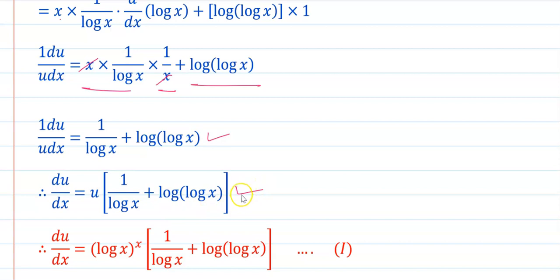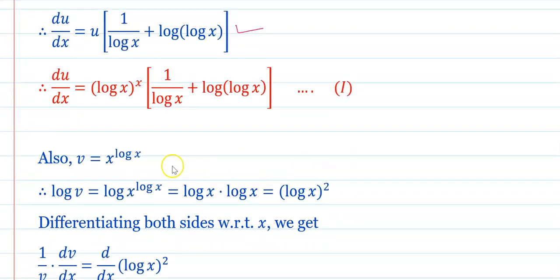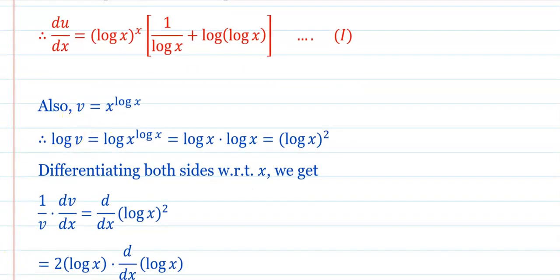This is the du by dx. Okay, it's the expression number 1. Next, v is equals to x raised to log x. Take log on both sides. Log of v is equals to log of x raised to log x.